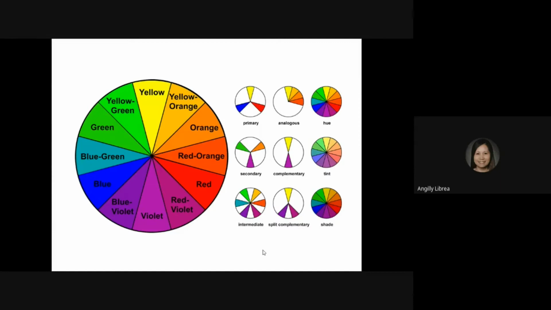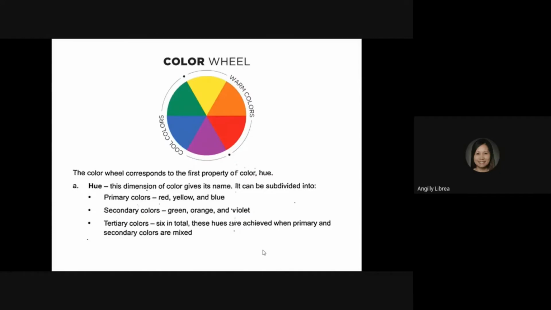Okay. So the color wheel corresponds to the first property of color, or hue. Hue, this dimension of color, gives its name. It can be subdivided into primary colors such as red, yellow, and blue, secondary colors such as green, orange, and violet, and tertiary colors, six in total. Now, these hues are achieved when primary and secondary colors are mixed.